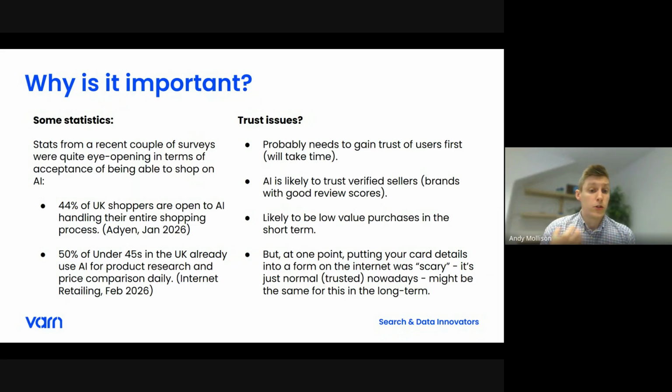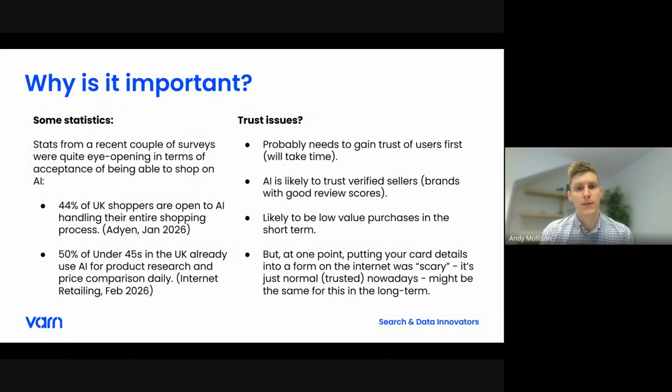UK shoppers, this is based on a survey that Adyen did in January. I think this is crazy, but okay, 44% of UK shoppers are open to AI handling their entire shopping process. I think that's mad, but okay, trust is there, clearly. I think it depends on the thing you're going to buy. Certainly if you're spending thousands of pounds, you're probably not going to trust AI to do that yet, but maybe in a few years, who knows, once it's trusted and developed. And then the other stat was from Internet Retailing in February: 50% of under 45s already use AI for product research and price comparison daily.